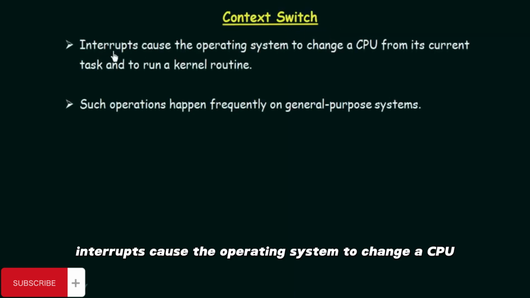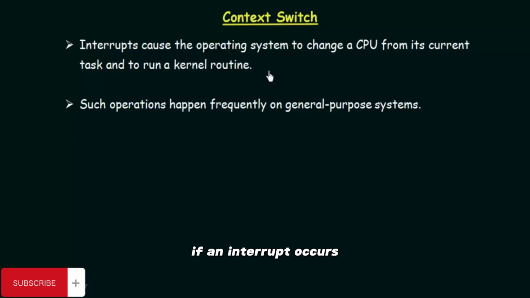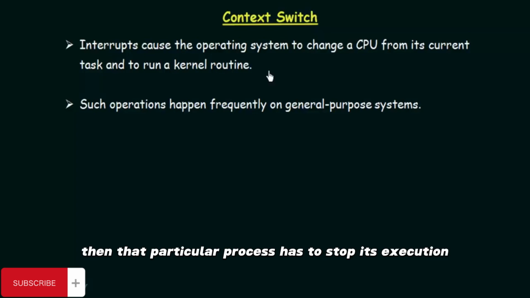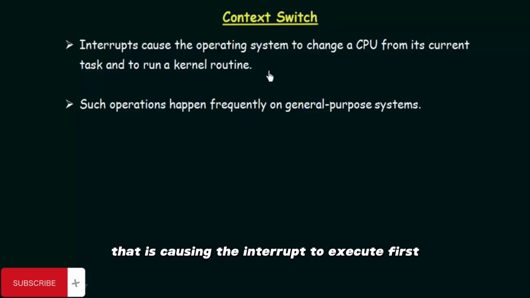Here it says, interrupts cause the operating system to change a CPU from its current task and to run a kernel routine. And such operations happen frequently on general-purpose systems. In the previous lecture, when we studied processes and the way they were executed, we saw that if an interrupt occurs, or if a process of higher priority comes, then that particular process has to stop its execution. It has to allow the process that is causing the interrupt to execute first, and after that is completed, the previous process can resume its execution.